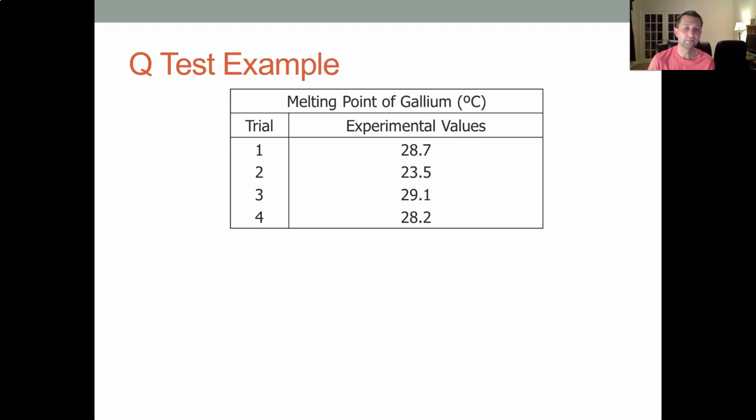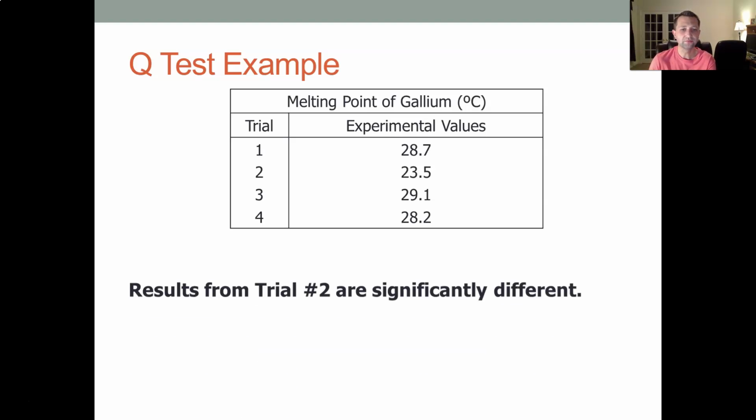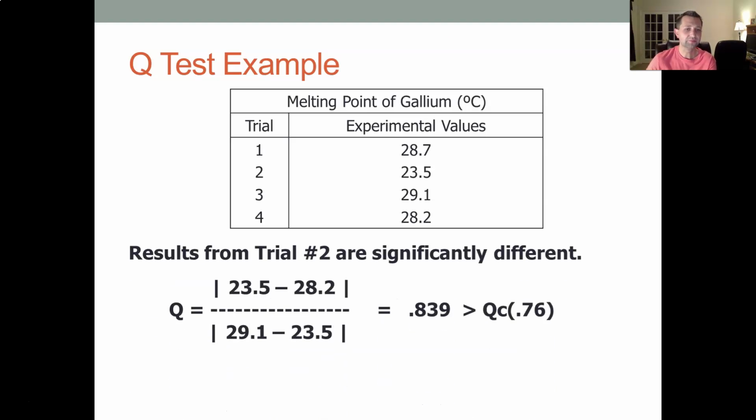I can't just get rid of it though, because my experiment went like it should. There were no blunders or anything, so I should perform a Q test to see if I can get rid of that. So I want to calculate the Q value. I have 23.5 Celsius as my outlier, minus the number closest to it, which is 28.2, divided by my range, 29.1 minus 23.5. My value comes out to 0.839. That's my Q value. My critical Q value from my table is 0.76.